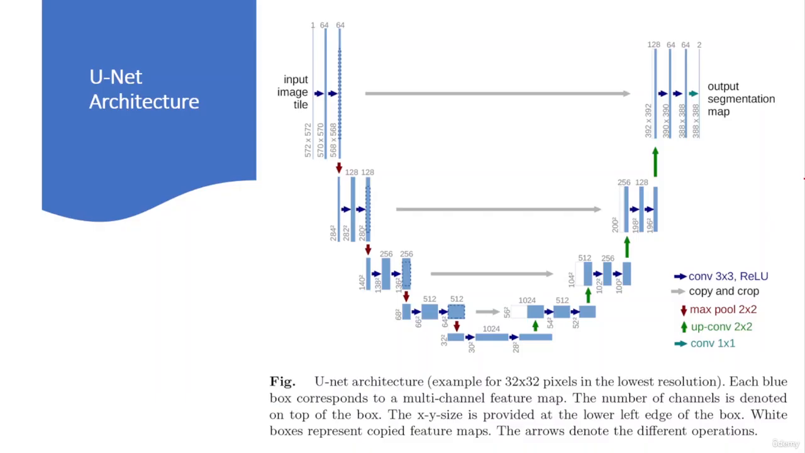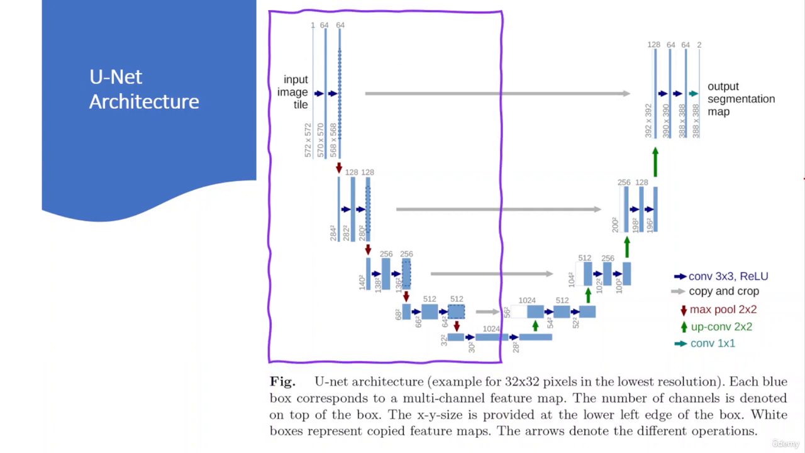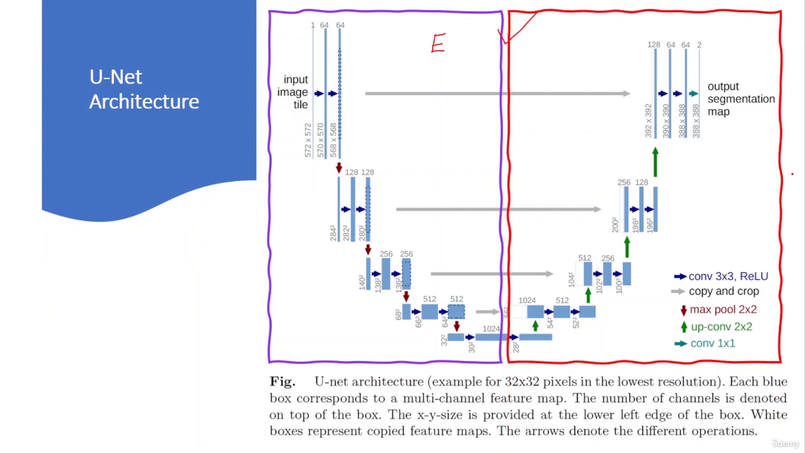Here is the overview of the UNet architecture. So here you can see the encoder part in the purple box. So here is the encoder. Let's represent it with E. And then you can see the decoder part in the red box. Let's represent it with D.